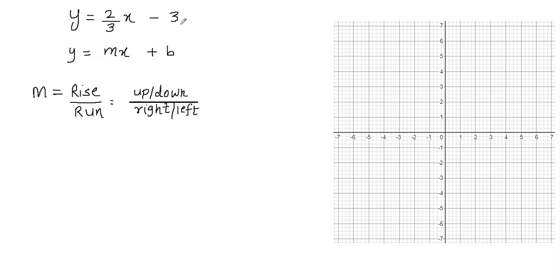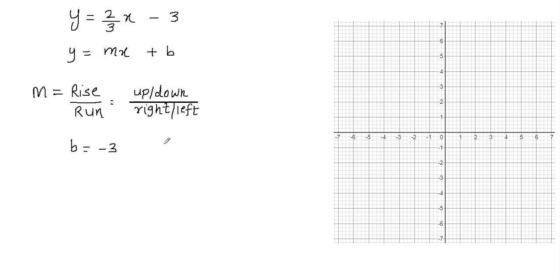Now all we need to do is to identify the y-intercept and the slope, and then we can graph our equation. So let's identify the y-intercept. Y-intercept is denoted by the letter b, and you can see that b is equal to -3 in my equation. So I'm going to say that b is equal to -3.